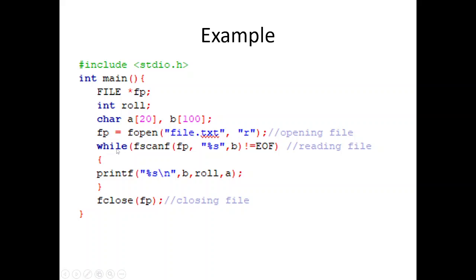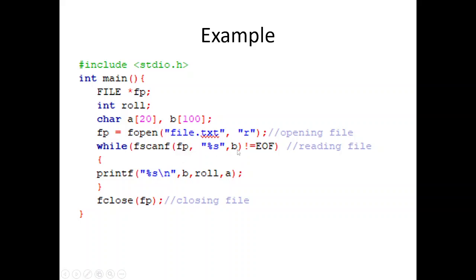So in the fscanf, I'm using the file pointer to read %s. It means that I'm going to read the string, okay? And where it will get stored, it will get stored in the string b. B is the variable declared as character array, right? So the content read is stored in the array b, right?